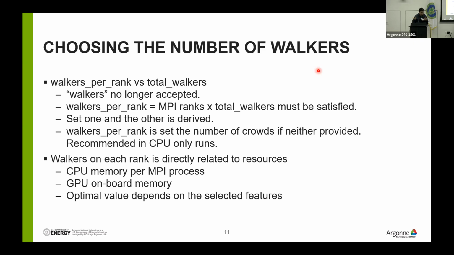So I personally most of the time just use workers per rank, instead of the total workers. The reason is workers per rank is related to efficiency and memory capacity. So that's basically it, I recommend you focus more on workers per rank. The optimal value is actually quite dependent on the selected features, both the number of workers, the workers per rank, or the number of crowds, actually. I will mention that at the end.